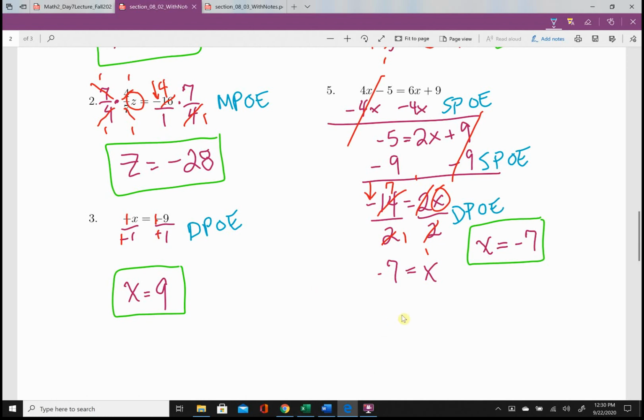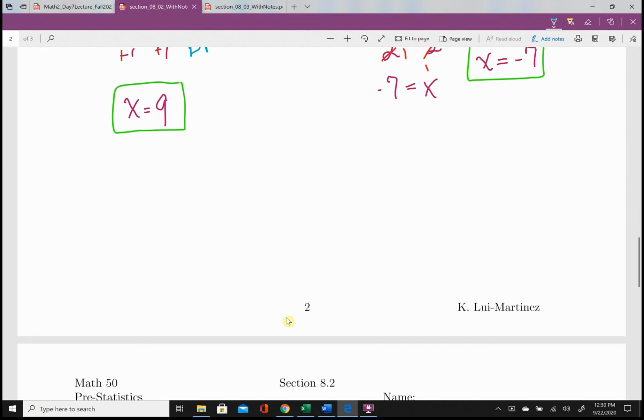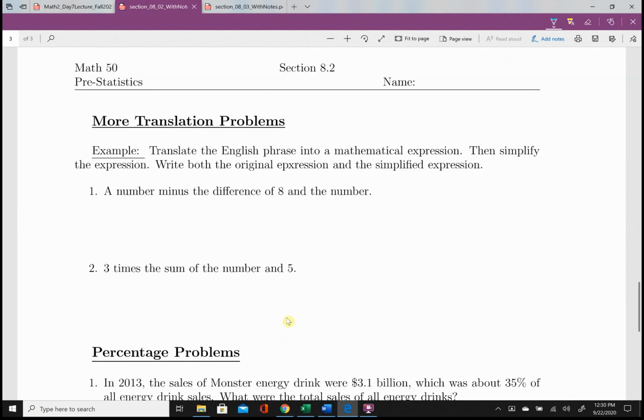I just wanted to give some sort of context as to why we care about learning these properties of equality, because whether we realize it or not, we are using them to manipulate elements of an equation in order to isolate the variable, which is the process of solving an equation.